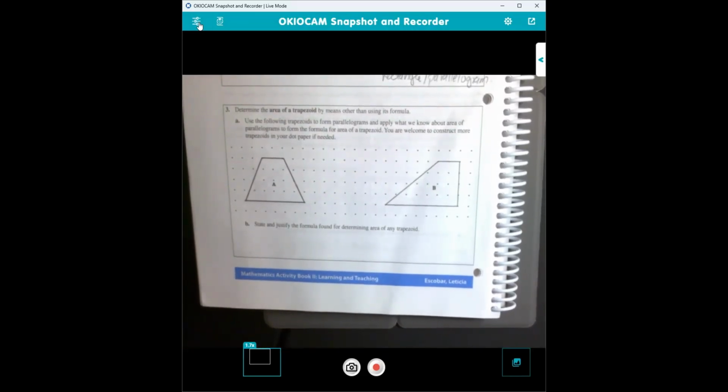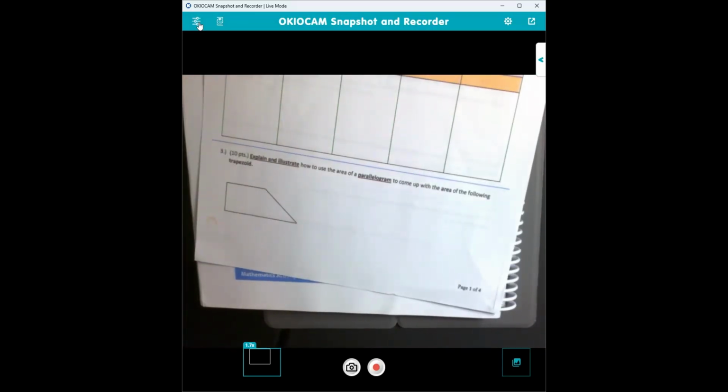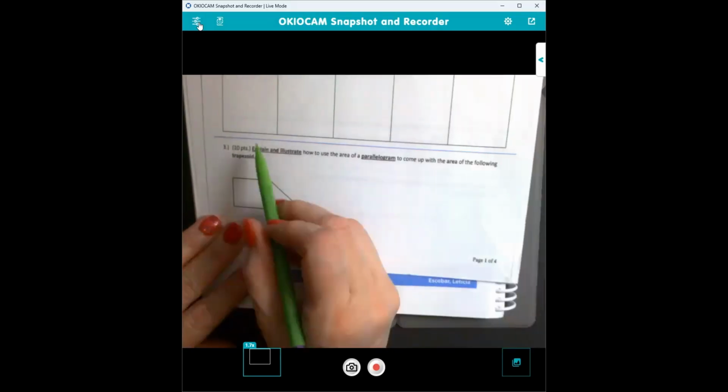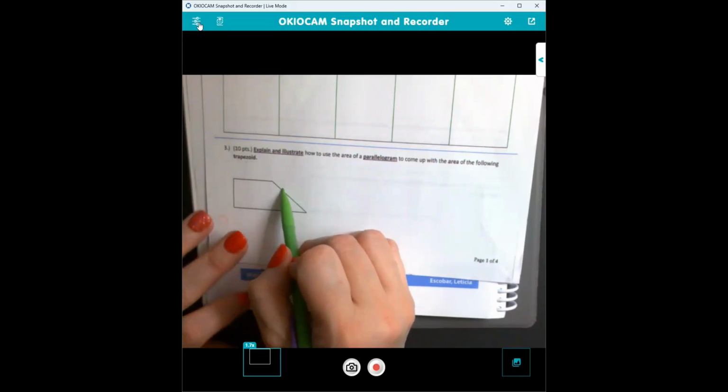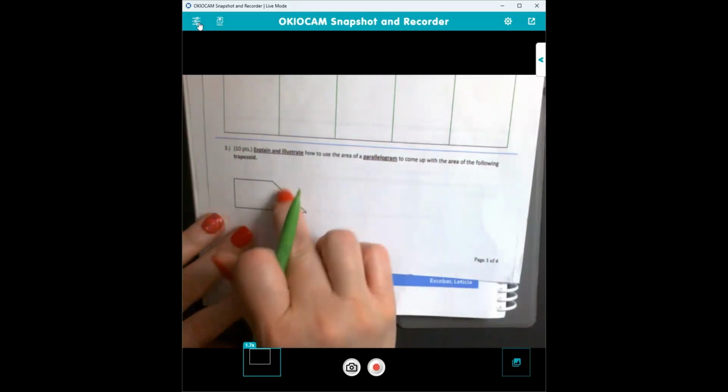So let me see. I think I put the homework away, but let me see if I can find the homework quickly. Give me 1 second. Yes, see homework 6. On homework 6, problem number 3, it says explain and illustrate how to use the area of the parallelogram to come up with the area of the trapezoid.